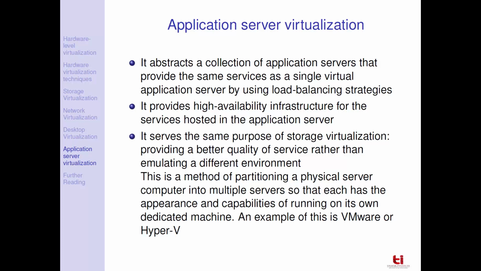These 5 application servers may not be in the same location. They may be in geographically different locations. So now if one of these physical application servers fails, the load can be taken up by the other 4 servers. So anyway, the virtual server will stand and it will keep serving the users. If one of the physical application servers has gone down, it will serve through the other 4. So it serves the same purpose as storage virtualization, that is providing a better quality of service rather than emulating a different environment.